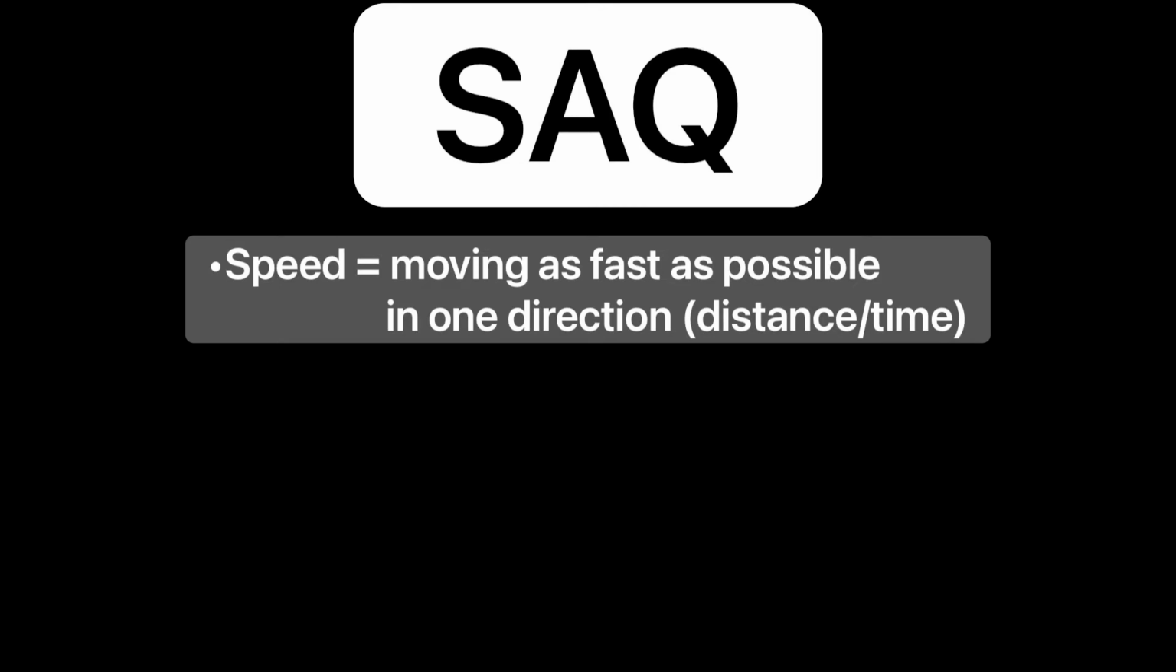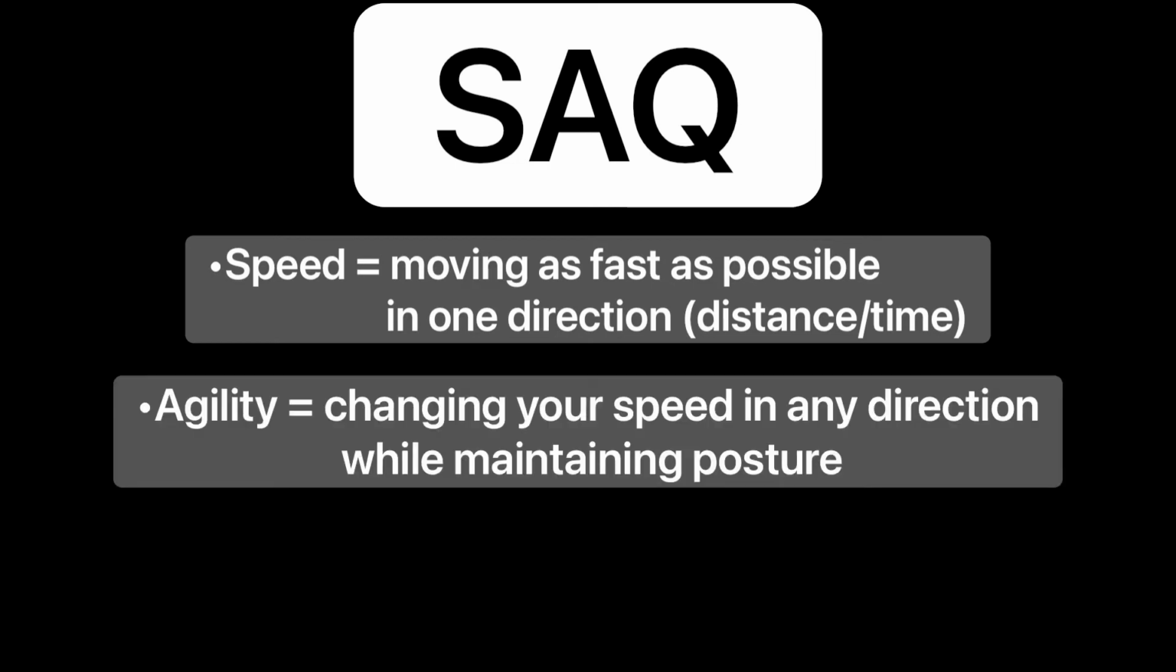So speed is basically moving as fast as possible in one direction. Simply put, how much distance you cover in a certain amount of time. And then agility means changing your speed in any direction while maintaining posture. This can be easily understood by seeing the cone and ladder drills that you'll be seeing later on.